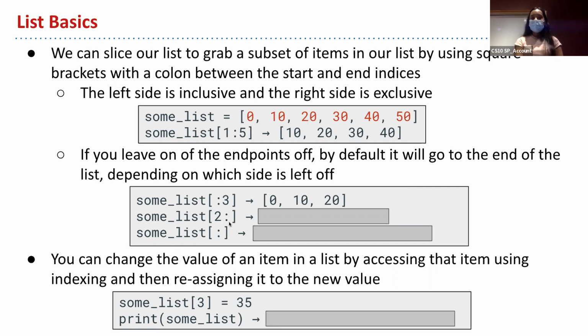And then similarly over here, we're going to start at index 2 and we're going to go till the end of the list because we left it off. And we're going to go all the way to the end, so it's going to include index 5 as well. So it'll be 20, 30, 40, 50. Does that make sense?